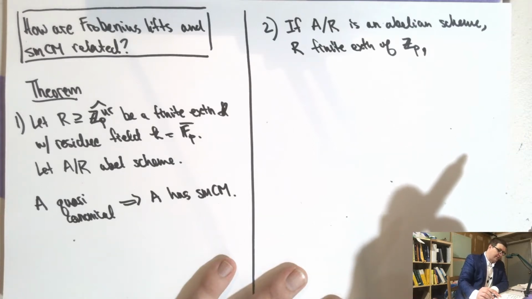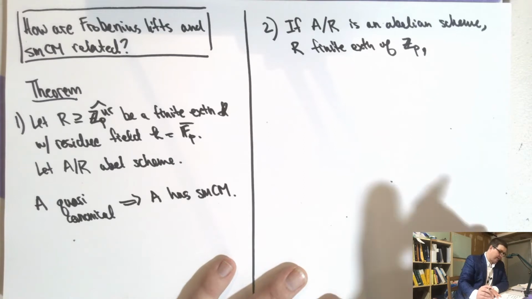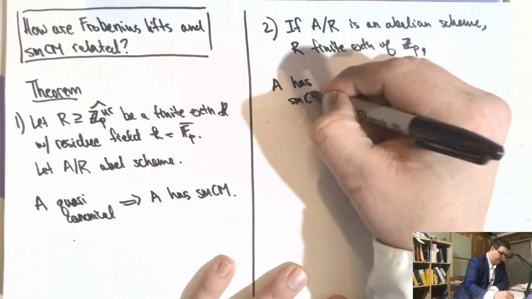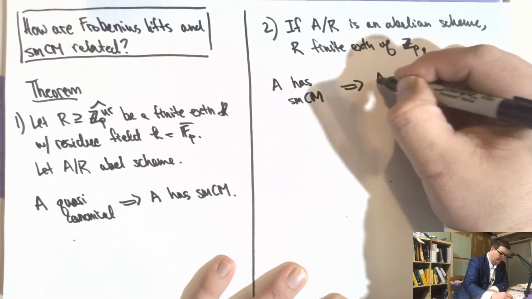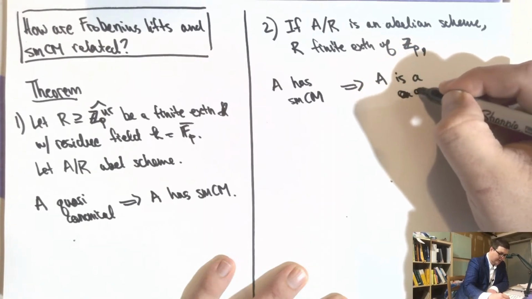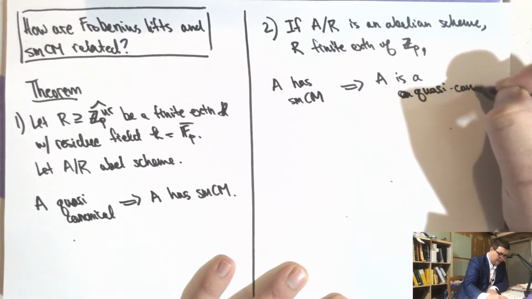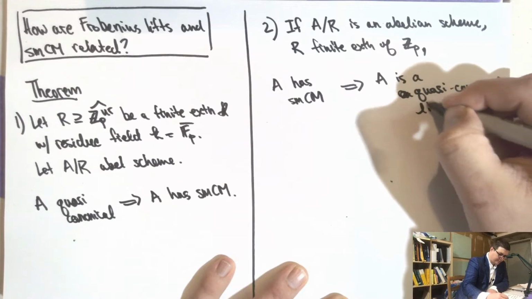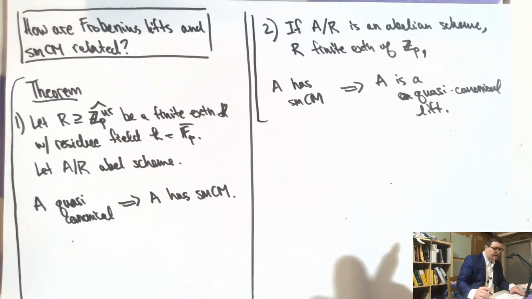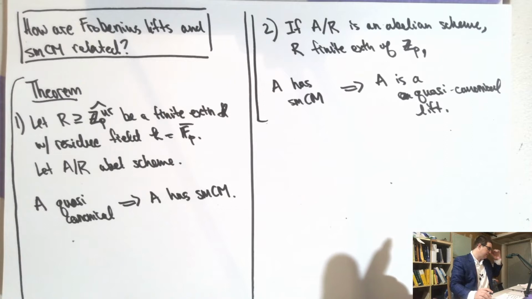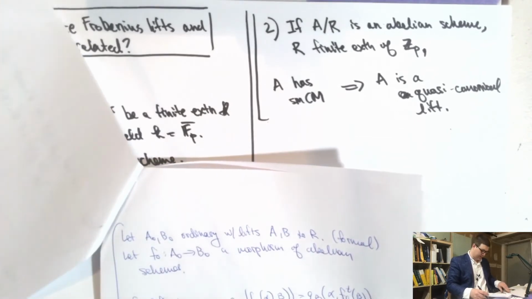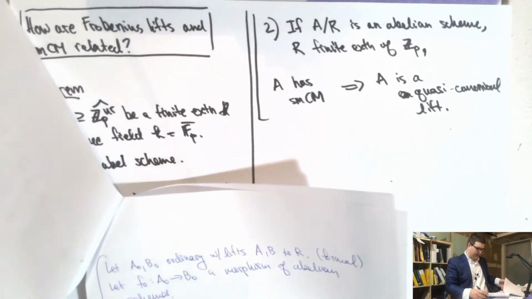So if A over R is an abelian scheme and R is a finite extension of Z_p, then if A has sufficiently many complex multiplications, this implies that A is a canonical lift, or is a quasi-canonical lift. Essentially the definition of quasi-canonical lift is that it lifts a power of the Frobenius. Okay, so we'll give a proof of this in a moment. But let's talk about how this works.